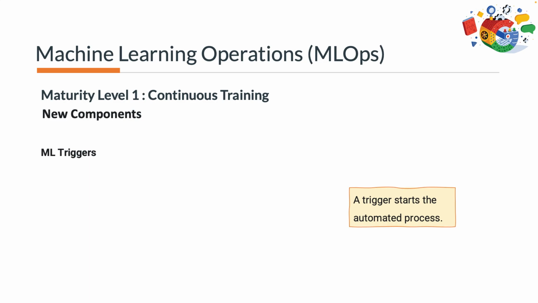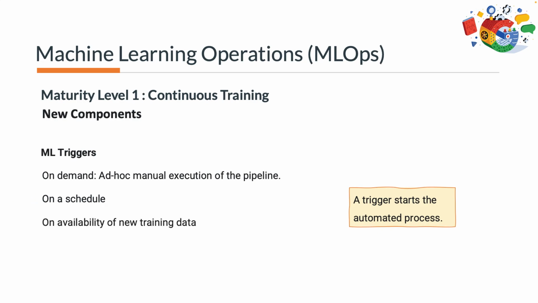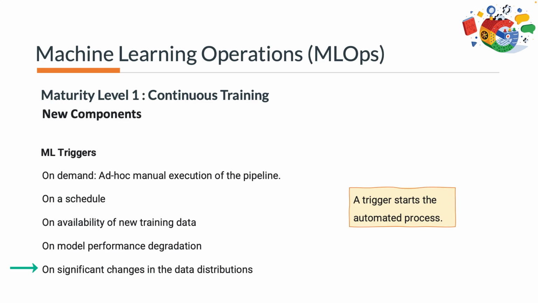Machine learning triggers. A trigger starts the automated process. There are different types of triggers. On demand, which is ad hoc manual execution of the pipeline. On a schedule, for example, you schedule the pipeline to be executed every midnight. On availability of new training data. On model performance degradation. On significant changes in the data distributions. If we monitor the data attributes and we notice significant differences between the data distributions in the training phase and in online or in production, then we can kick off the process again.